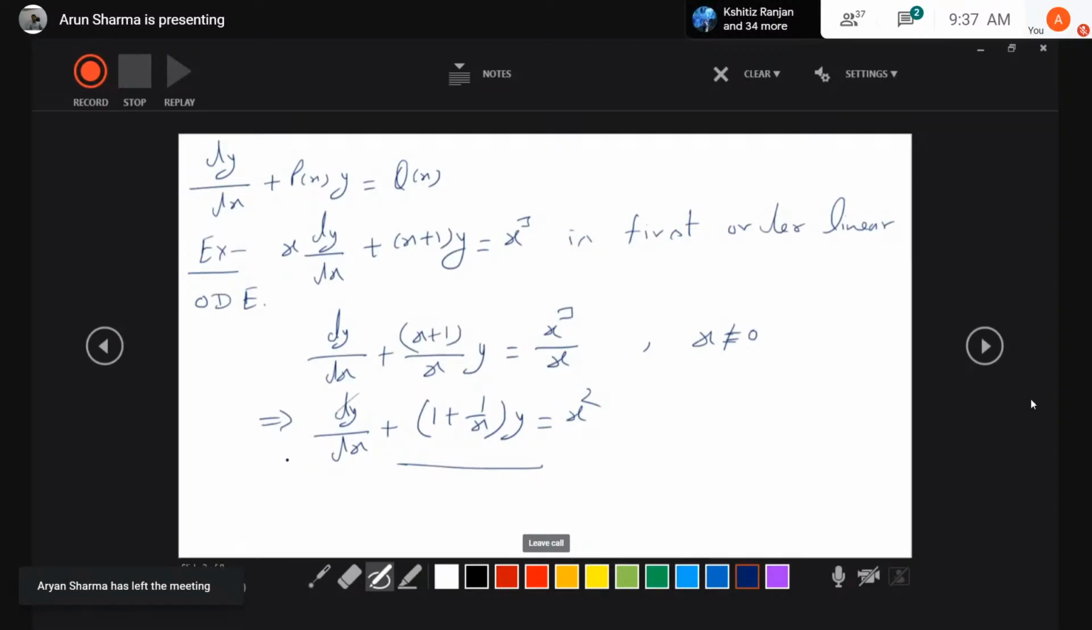So now the question is how to solve this type of equation. If you compare this with the standard form, you will get p(x) equals 1 plus 1 upon x and q(x) equals x squared. So compare and get the values of p(x) and q(x). Whatever equation is given, you convert it into this standard form, and then after comparison you get the values of p(x) and q(x).